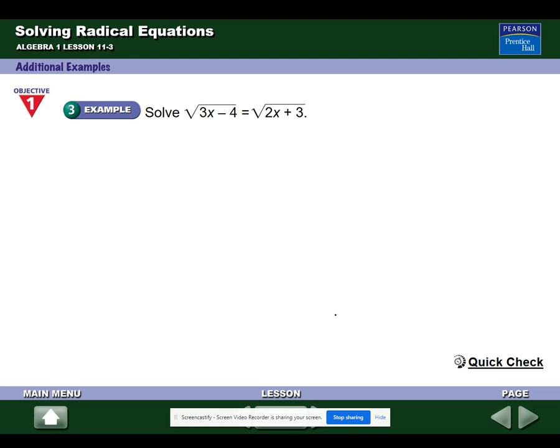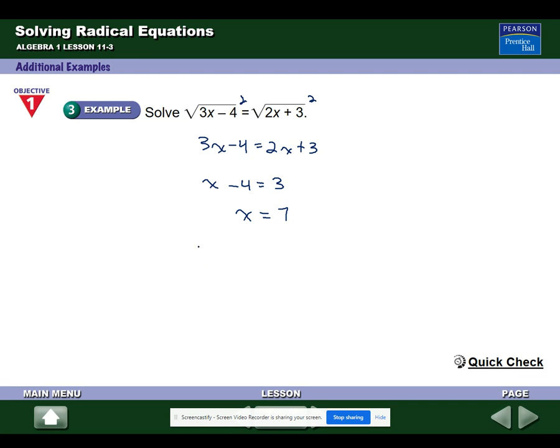When the radical is on both sides, you're already ready to go, right? At the beginning, we said get the radical by itself and then power both sides. Well, in this case, there's only radicals. They're on each side of the equation, so we're just going to go ahead and power them right now. Square both sides, and you'd be left with just 3x minus 4 is equal to 2x plus 3. And I would subtract 2x from both sides. And then I would add 4 to both sides, and you get x equals 7.